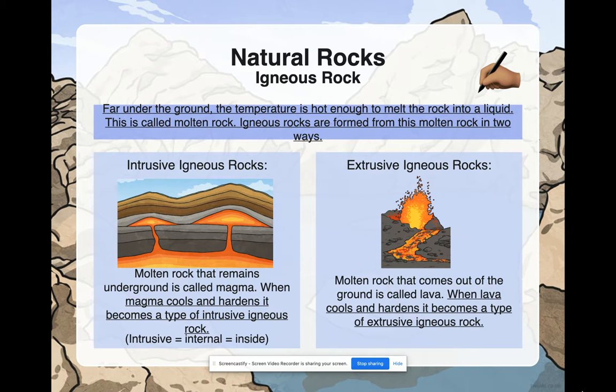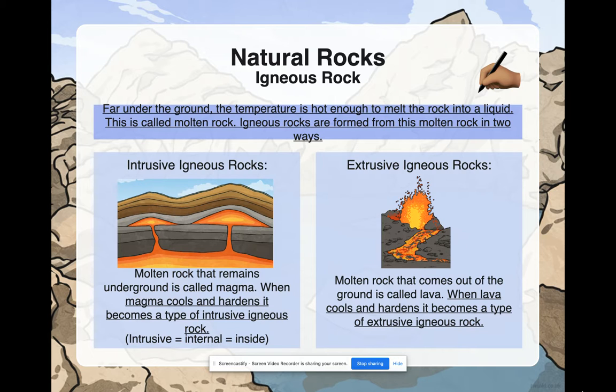The first way that it's formed is called intrusive igneous rock. When the molten rock remains underground, it's called magma. And when the magma cools and hardens, it becomes a type of intrusive igneous rock. Intrusive means internal, so internal means inside. So whenever we hear the word intrusive, think of inside of yourself, inside the mountain, inside the area. That's what the word intrusive means.